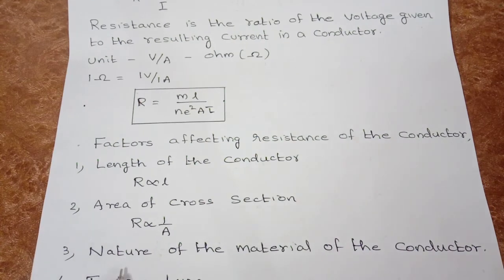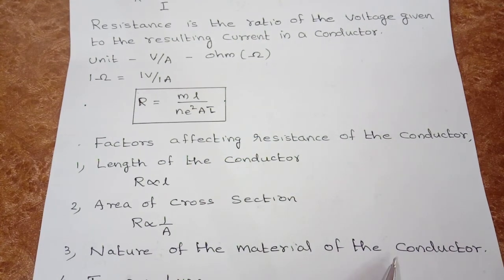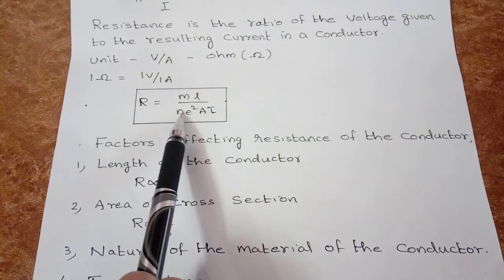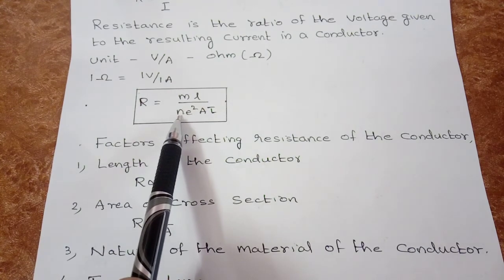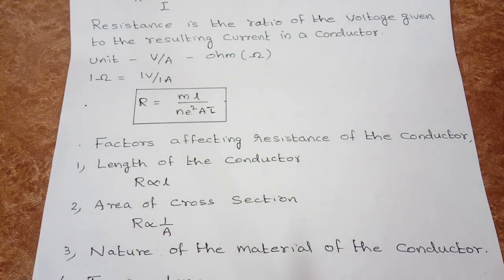And a third factor is the nature of the material of the conductor. You can see a factor like n, the number density of free electrons, and that particular factor is different for different conductors. Each conductor has a particular nature. A conductor of copper and one of aluminum of the same length and same area will have different resistance. Why do they have different resistance? Because their nature is different.